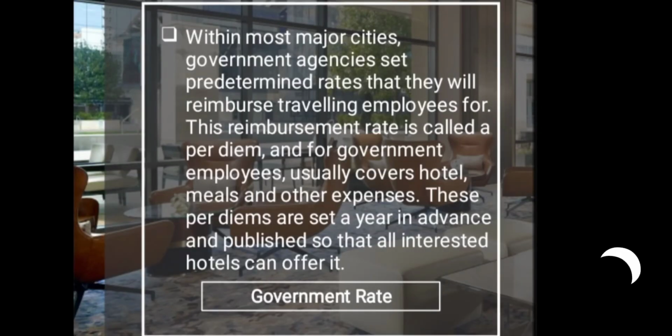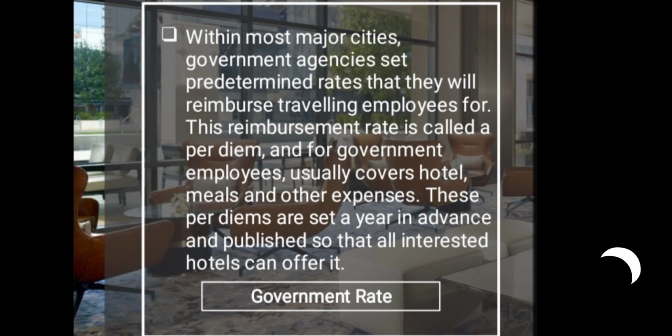Government rate. Within most major cities, government agencies set predetermined rates that they will reimburse traveling employees for. This reimbursement is called a per diem. For government employees, it usually covers hotels, meals, and other expenses. These per diems are set a year in advance and published so that all interested hotels can offer it. So, this is my understanding of government rate.